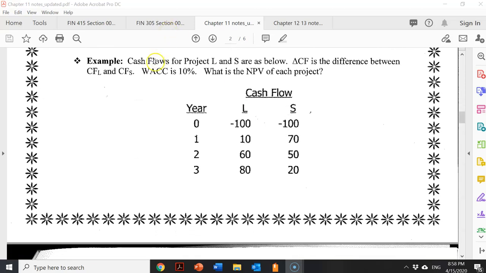Example, if we have cash flows for project L and S shown as below, delta cash flow is the difference between cash flow L and cash flow S. WACC is 10%. What is the NPV of each project? So here we have information on cash flows from year 0 to year 3 for project L and project S.